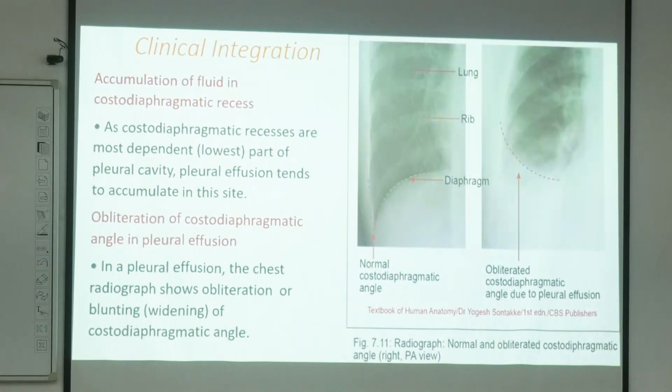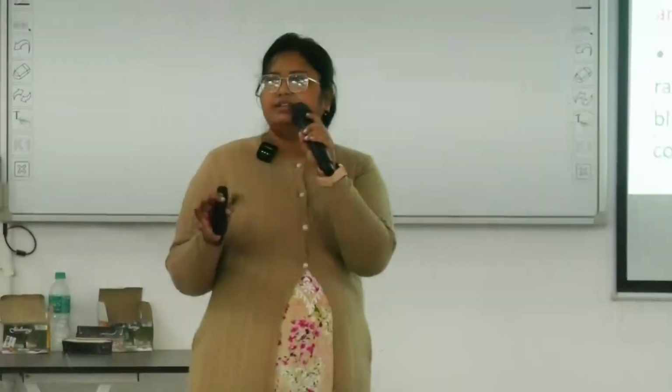Another thing: why is the costodiaphragmatic angle obliterated in pleural effusion? Because it is the most dependent part of the pleural cavity, and fluid accumulates when there is infection, in this costodiaphragmatic angle, the costodiaphragmatic recess. That's why this angle is obliterated in chest radiogram. This also comes as an explain-why or short answer type question.